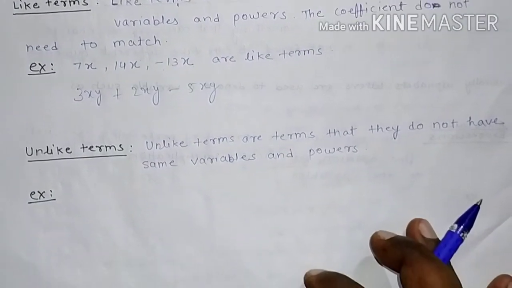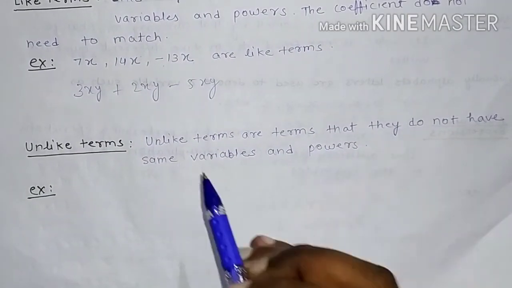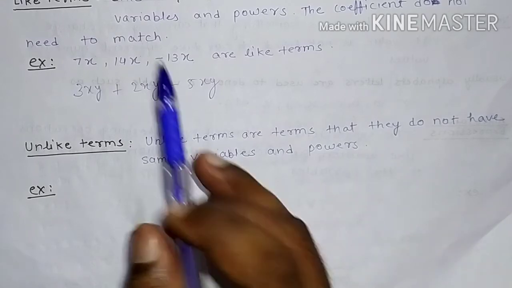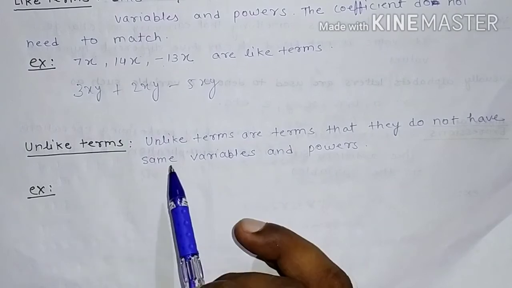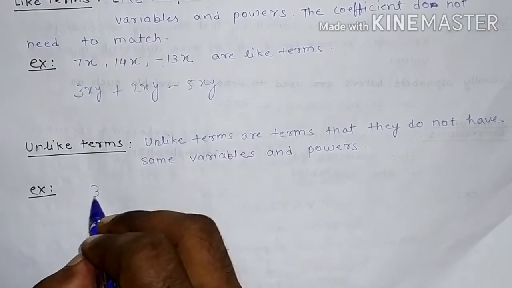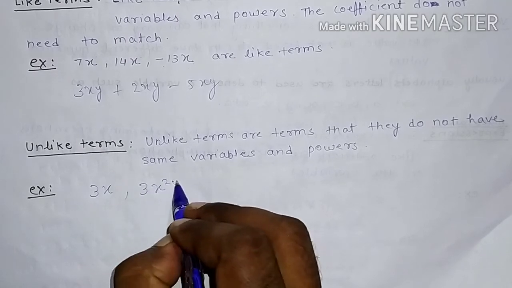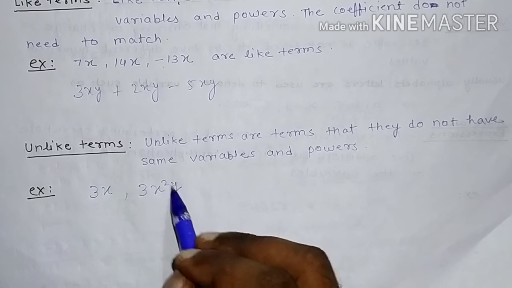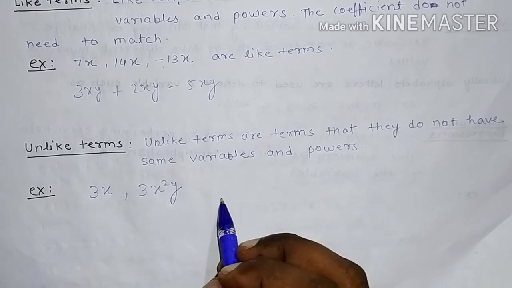Now the next is unlike terms. Unlike terms are terms that do not have the same variables and powers. In like terms, the variable must be the same, and in unlike terms, the variable should be different. Just take the example 3x and 3x square y. Now the variables are x and x square y. That means the variables are different. That's why these are unlike terms.